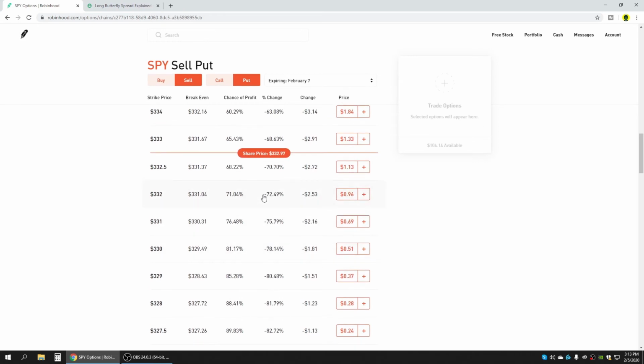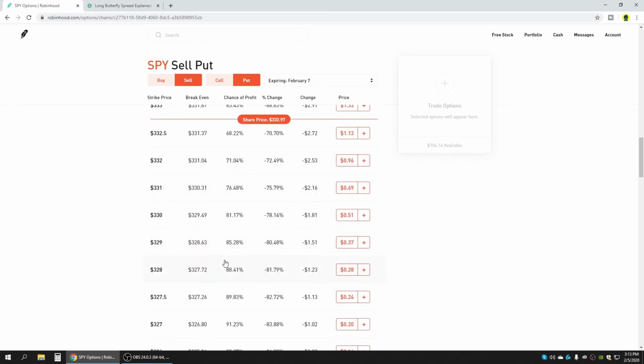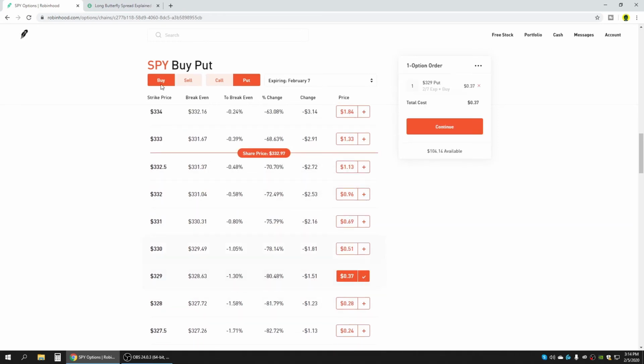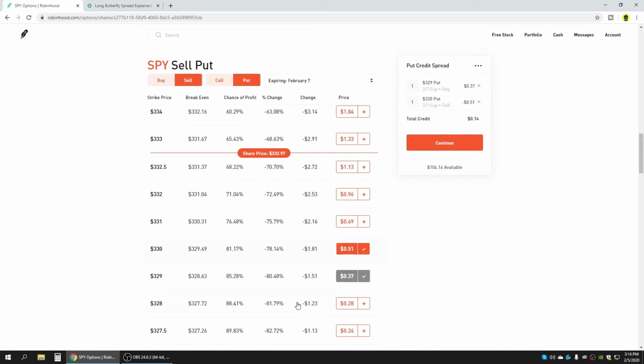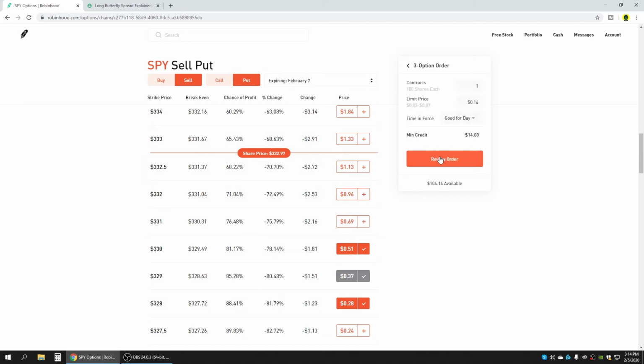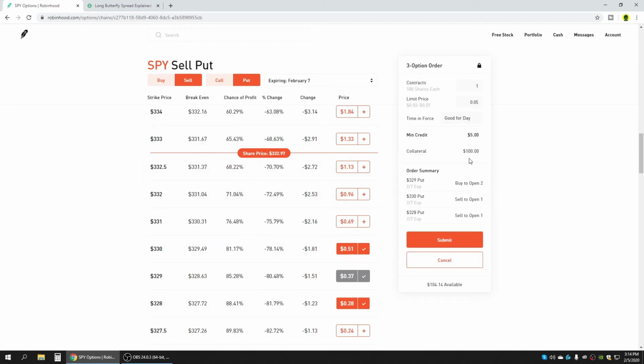Let's do one a little farther out of the money on the put side, see what kind of credit we would get. Let's buy two of these 329s, sell a 333, and sell a 328. Put two in there. We would get $5 credit on that, which is really not good at all, because we would have a $100 collateral. That'd be a $95 risk just to collect $5. But if you really don't think SPY is going to end at 329, then this is a pretty decent butterfly.